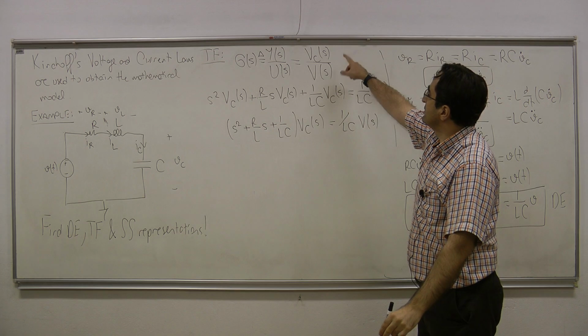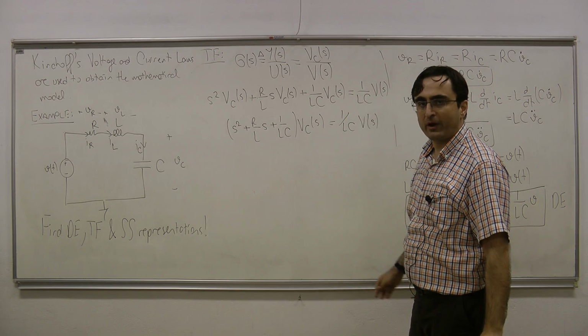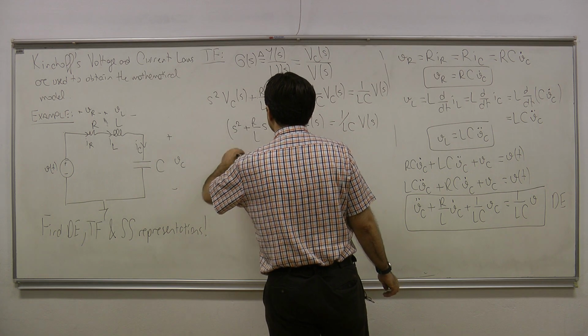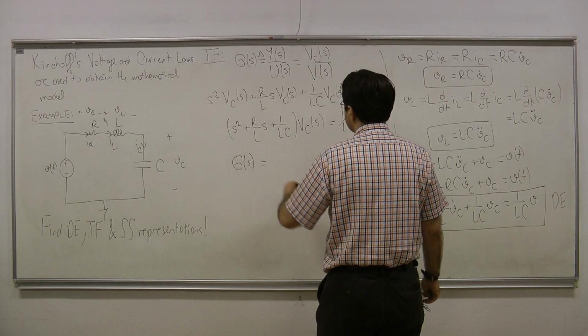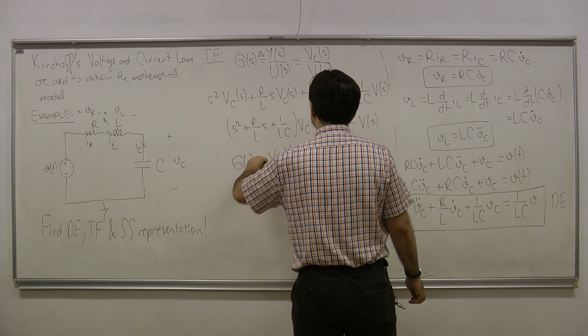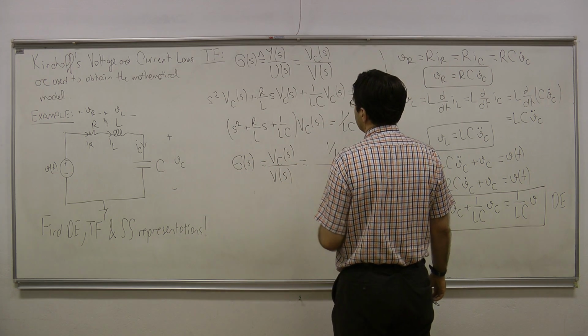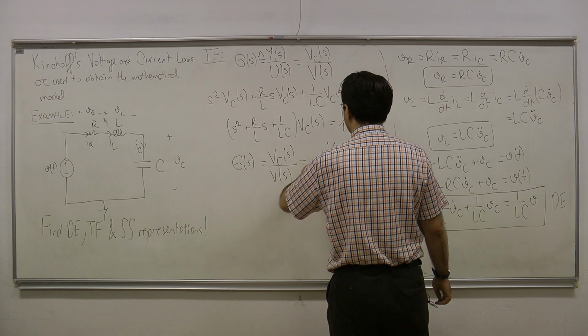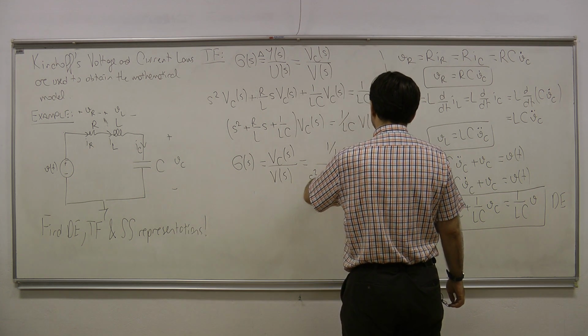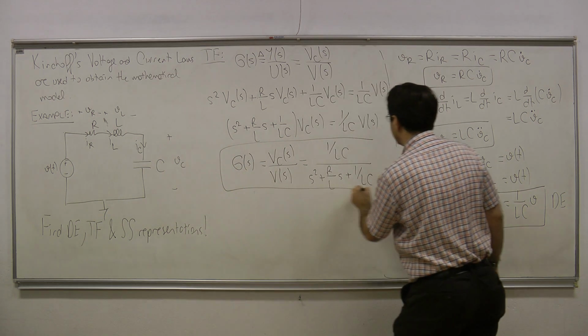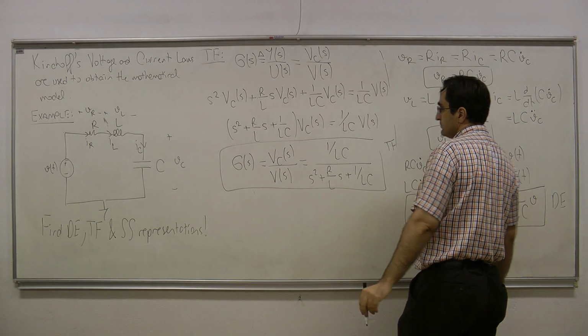And if you calculate this ratio from this equation, you're going to get the transfer function representation. G of S is Vc of S divided by V of S, and that is going to be 1 over LC divided by S squared plus R over L S plus 1 over LC. Okay? So this is our transfer function representation.